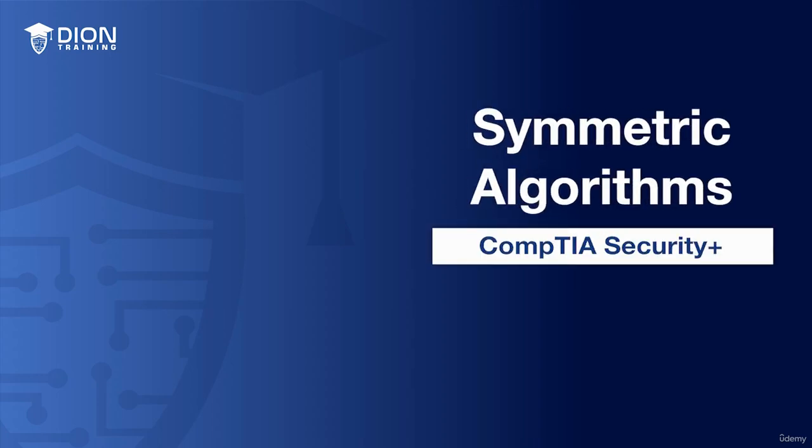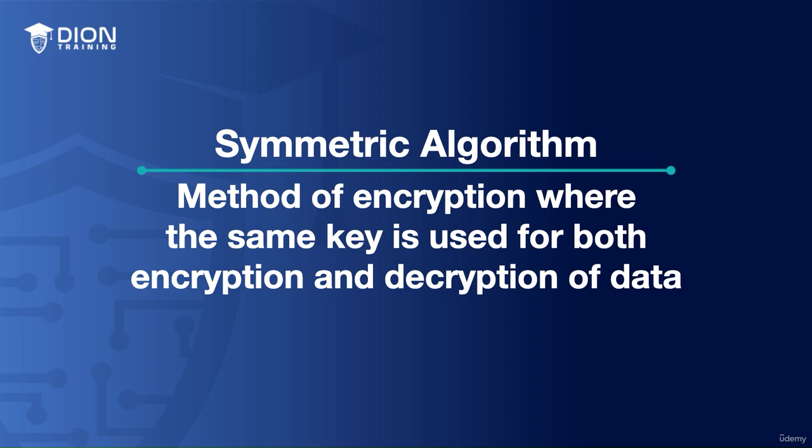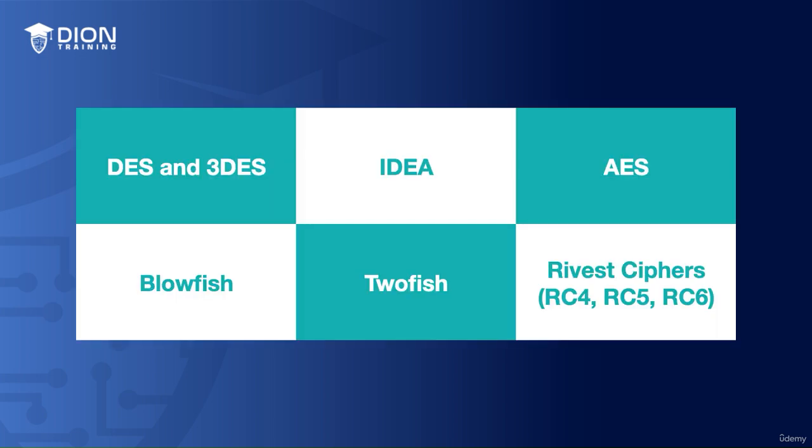In this lesson, we're going to discuss some of the different symmetric algorithms that you may come across when working out in the field. Now, a symmetric algorithm is a method of encryption where the same key is used for both encryption and decryption of your data. We're going to be covering a few of the most commonly used symmetric algorithms, including DES, triple DES, IDEA, AES, Blowfish, Twofish, and then Rivest Cipher, including RC4, RC5, and RC6.